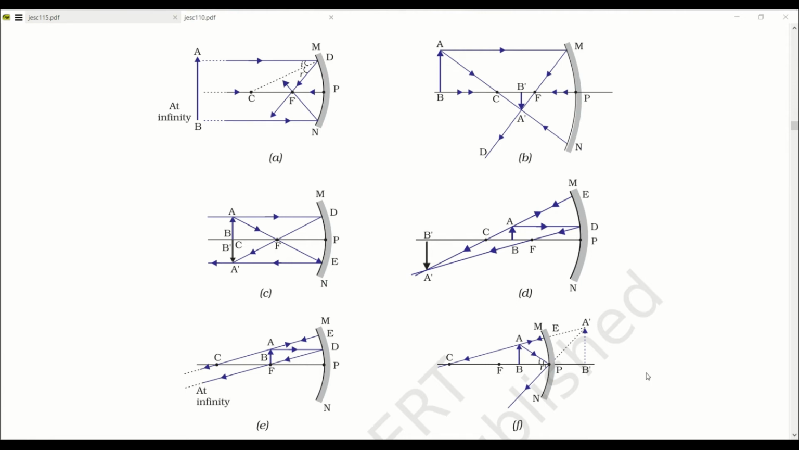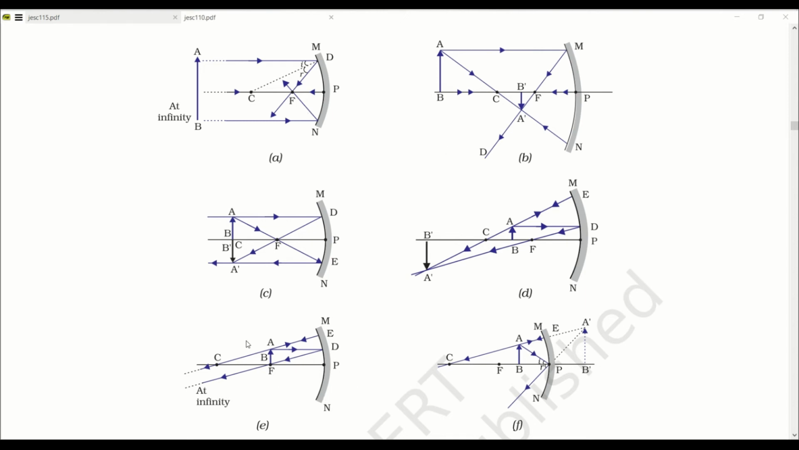And the last part is when the object is between the focus and the pole. When the object is between the focus and the pole, this is the only situation in a concave mirror where you will find a virtual and erect image. In all the other 5 you got the image to be real and inverted. See, A dash would be at the bottom. Here also it is at the bottom only, because it is point size, we cannot mention it over here. Here A dash is below, that is, it is inverted. Here also A dash below. Correct?